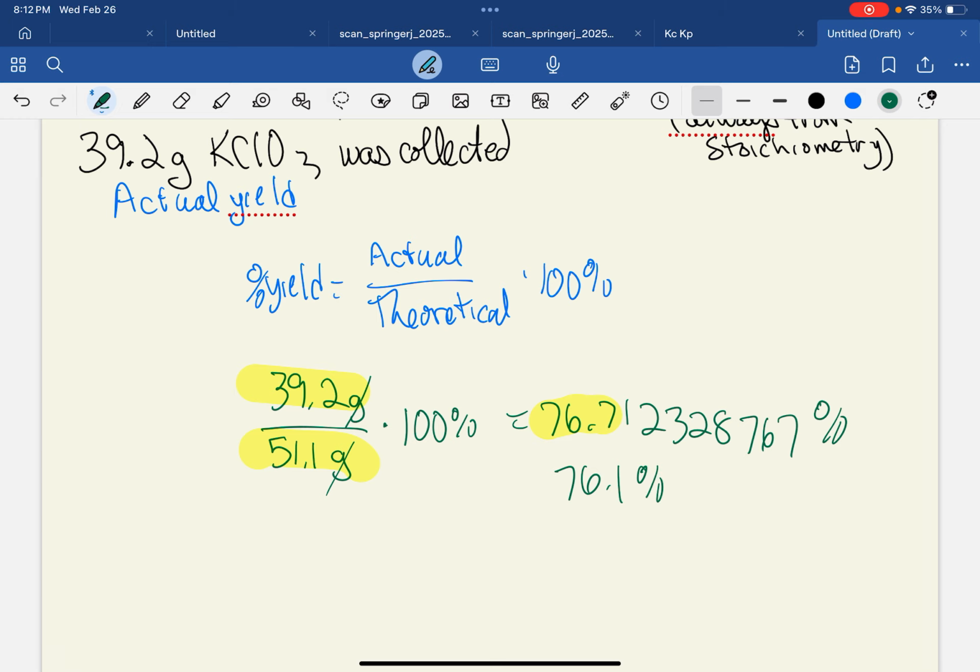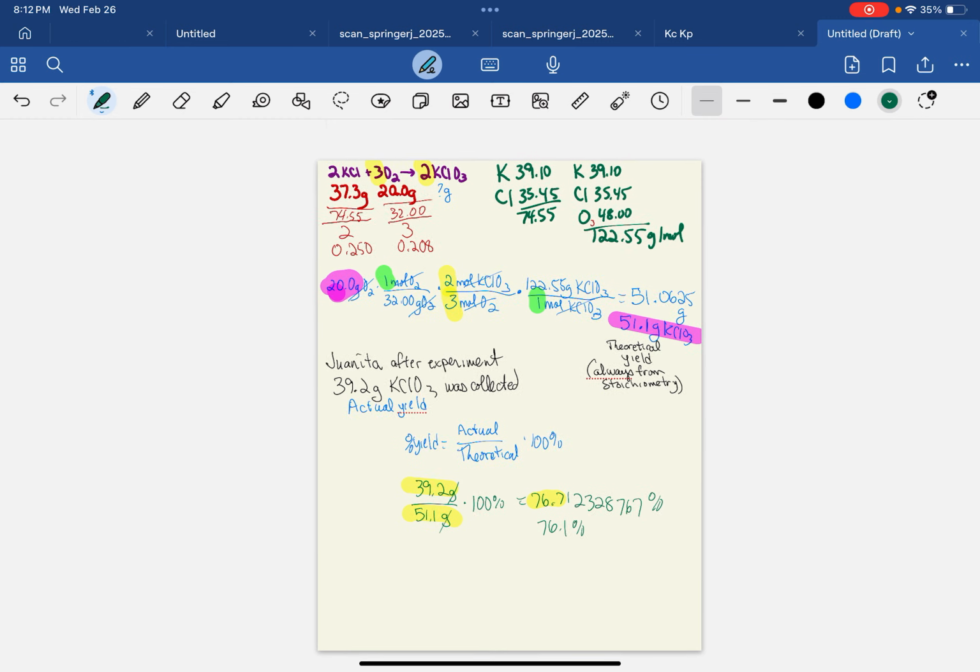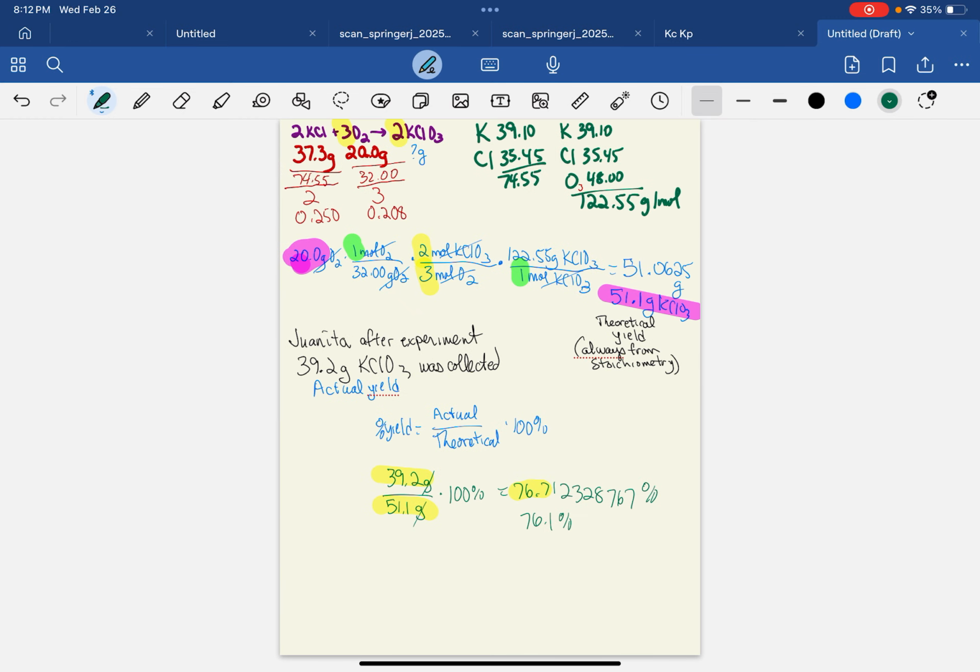So that is how this is done. Pretty straightforward. You just have to do the stoichiometry to find the theoretical yield, read the problem for the actual yield, and do that actual divided by theoretical times 100 to get the percent yield.